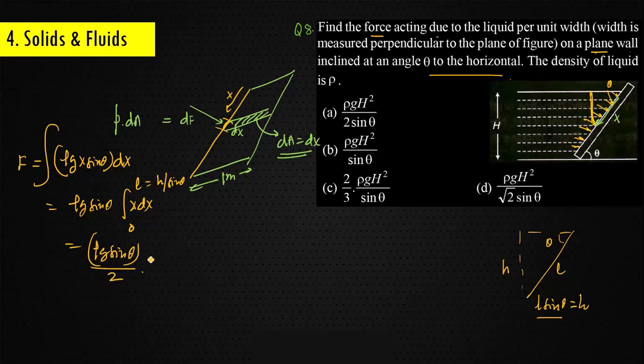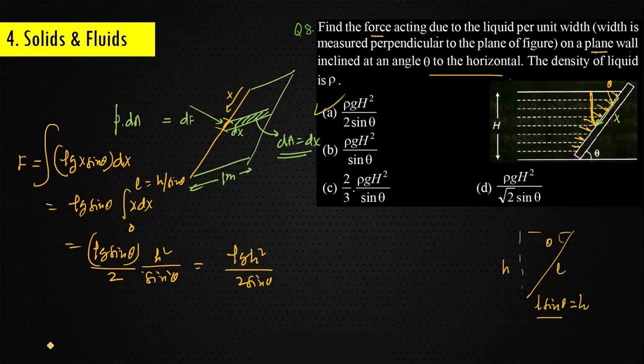Now what is L square? L square is h square divided by sine square theta. So ultimately one sine theta cancels out, and I am getting rho g h square by 2 sine theta. Rho g h square by 2 sine theta, that will be your answer.